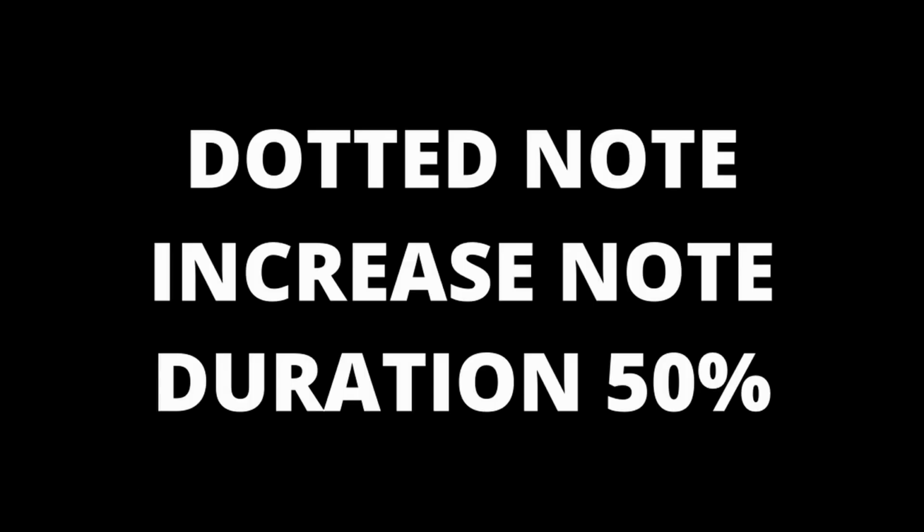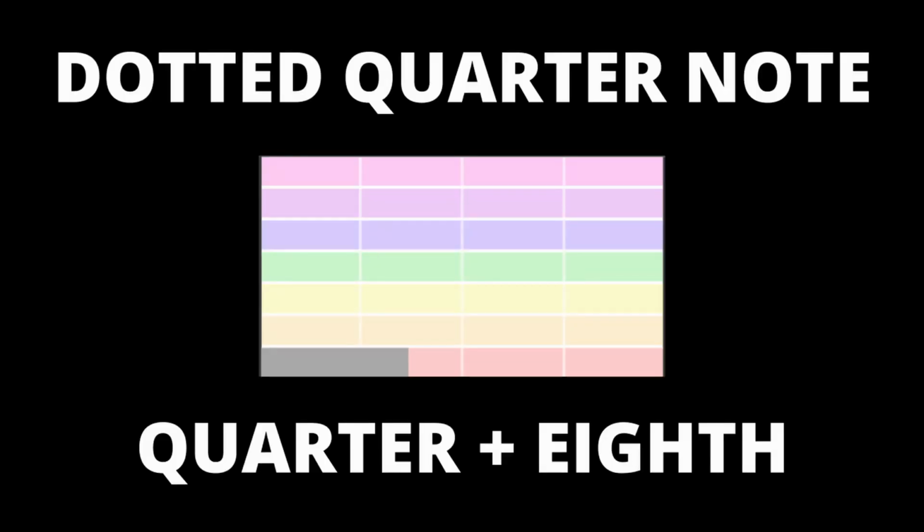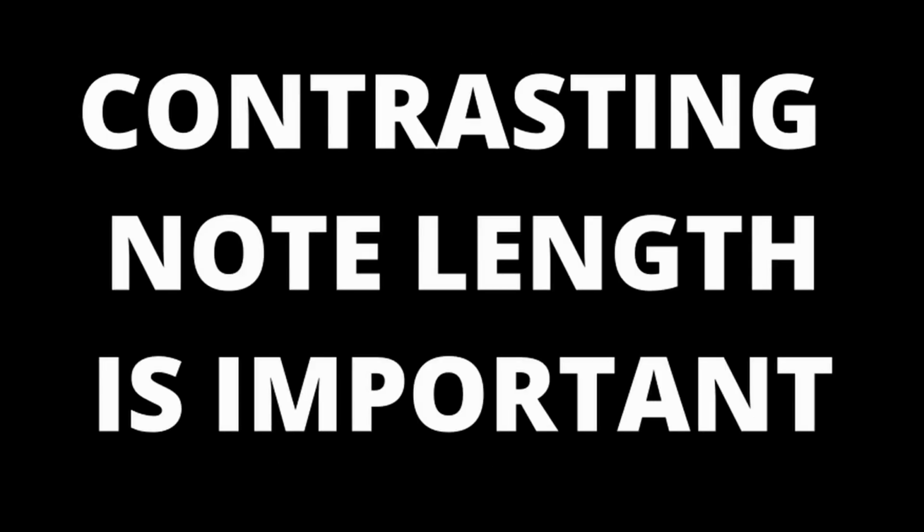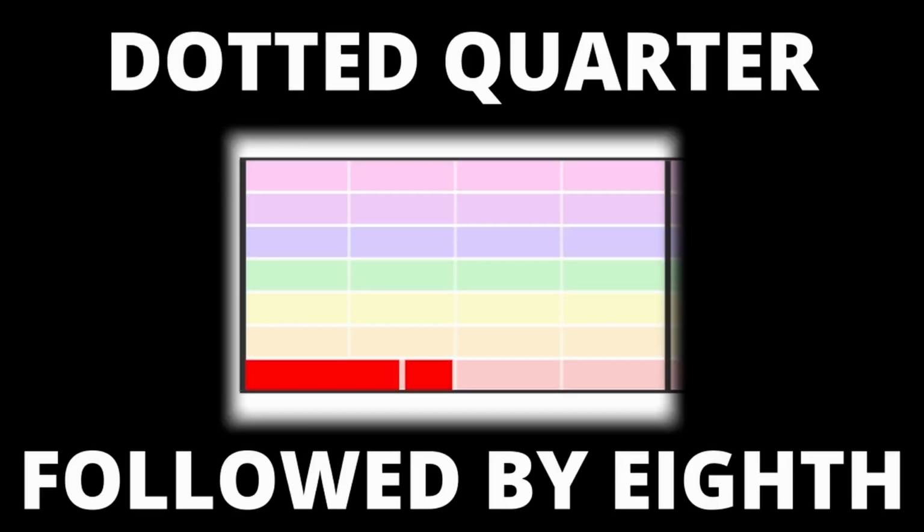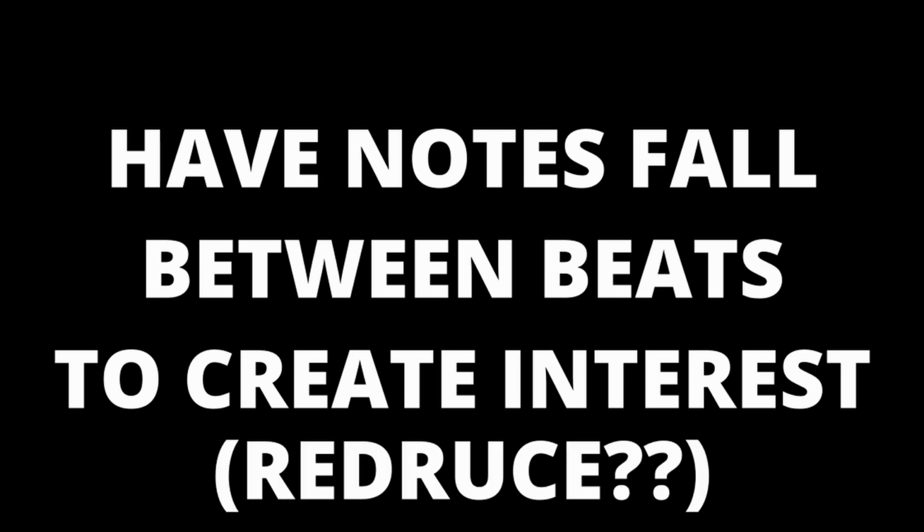This is where the duration of the note is increased by 50%. So for example, a dotted quarter note is the equivalent of a quarter note plus an eighth note. This contrast between longer and shorter notes can be useful for our melody. For example, a dotted quarter note with an eighth note after it gives the melody extra movement or a kind of galloping feel. If we place our notes between the beats of a bar, then it can reduce the monotony.